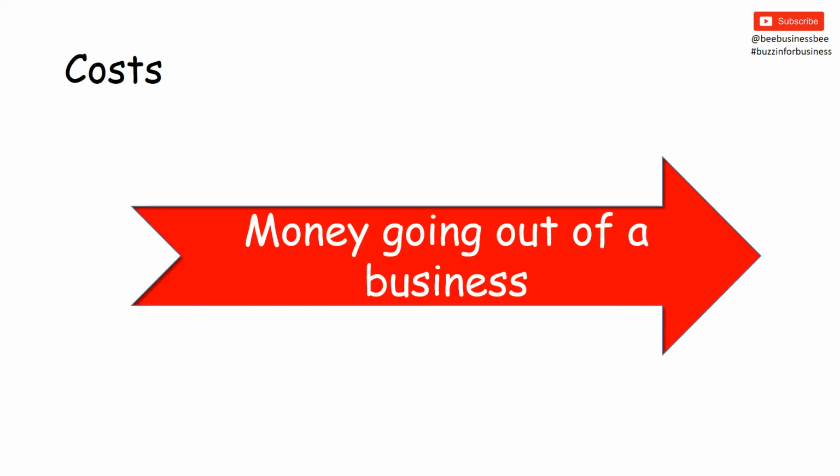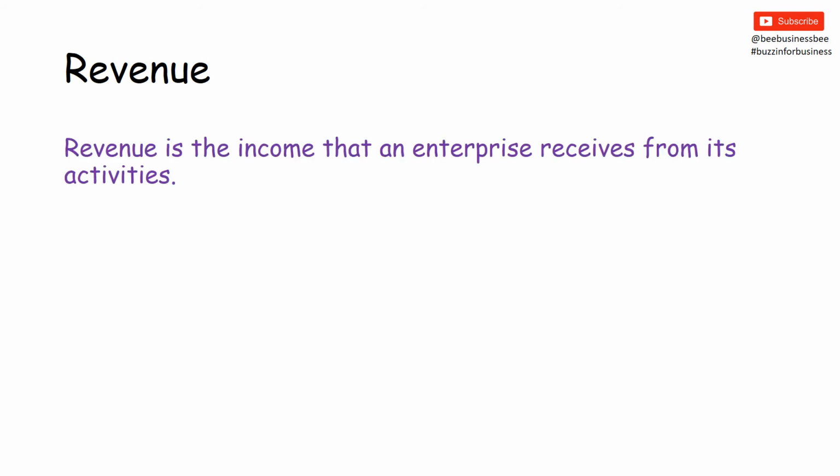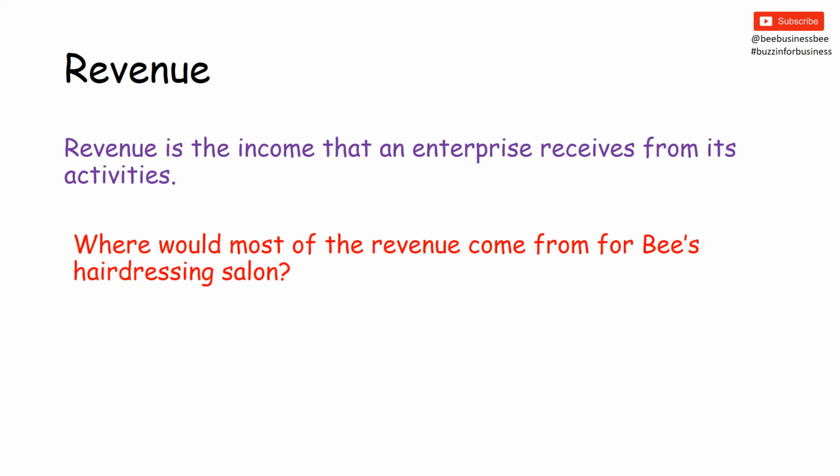So we need to establish that costs are money going out of a business. So when you think about the word cost, it's money going out of your business. Now on the opposite side, we have this word called revenue. Now firstly, revenue is not profit. Revenue is literally money that goes into the business. Now you get revenue from different sources.